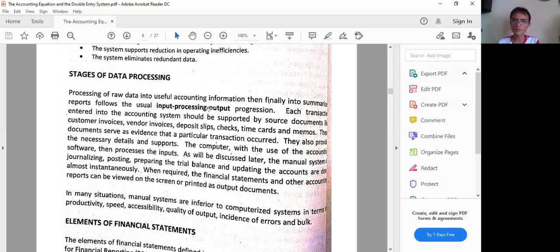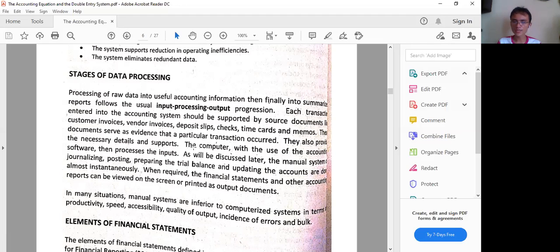The outputs would be the financial statements, which are, of course, used for decision-making purposes. And that's why in many situations, manual systems are inferior to computerized systems, because in manual, we have to be very careful since we can easily make mistakes in calculating. For example, the amounts that we place in our calculators can be very prone to errors.